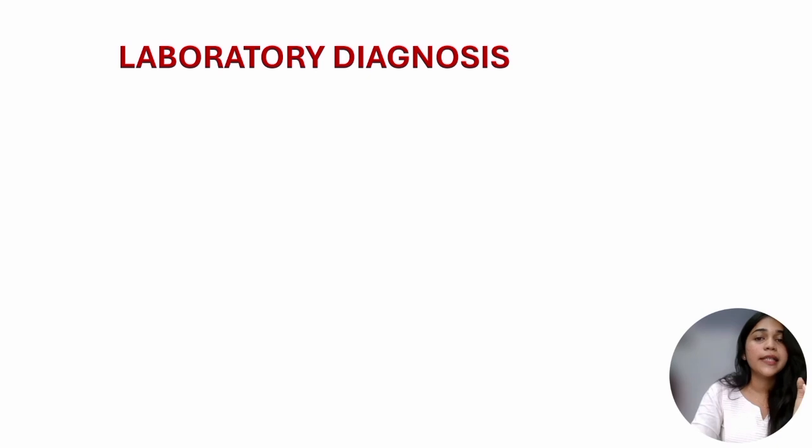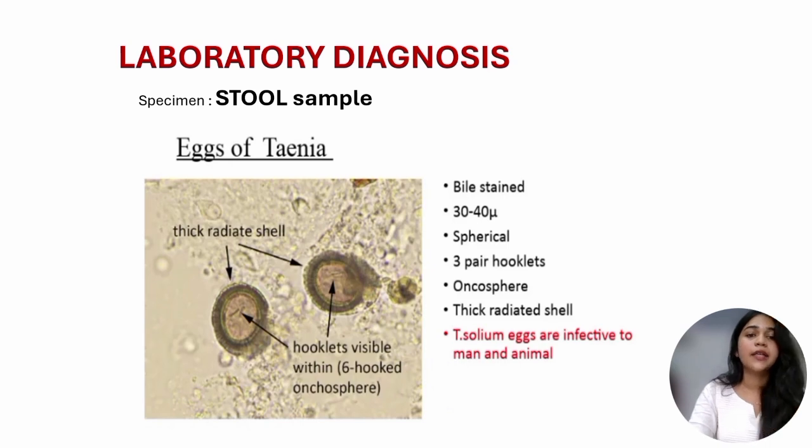Coming to the lab diagnosis, the sample we take is the stool sample, and here we can see the egg of Taenia. In the stool sample, we have to search for the egg of Taenia. As you can see, it is yellow in color because we are using a bile stain. The bile stain gives the egg a yellowish or sometimes brown color. The egg is around 30 to 40 μm in size and spherical in shape.